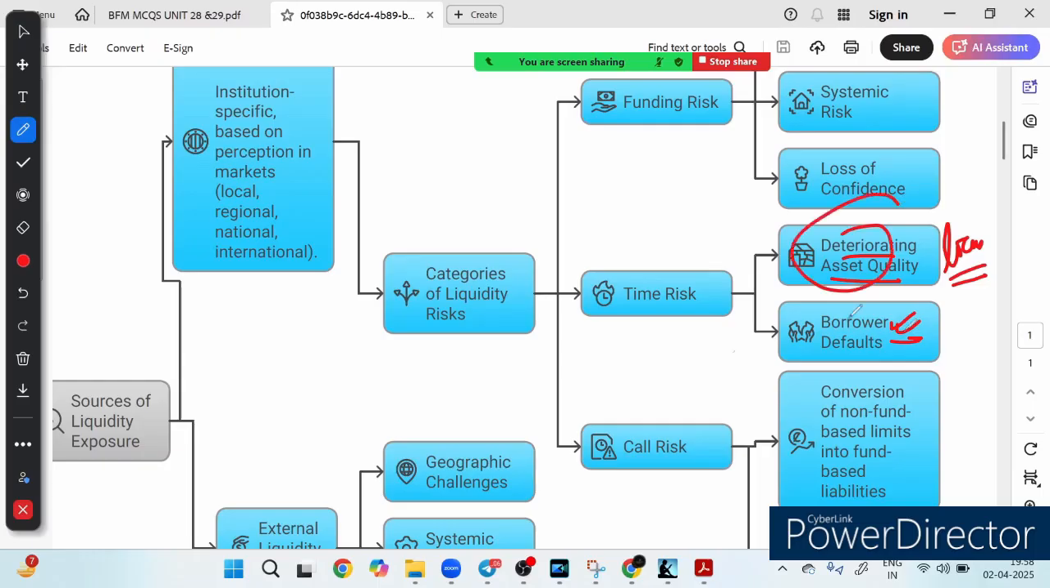And these two things account for time risk. And time risk, I already told you, is a mismatch in timing between cash inflow and cash outflow, right? So banks are unable to match the timing of their cash inflow and outflow. So if the asset quality is deteriorating or if the borrower is defaulting, it will ultimately cause a time risk. So remember, questions are repeatedly asked from funding risk, time risk and call risk, and all of them are part of liquidity risk.